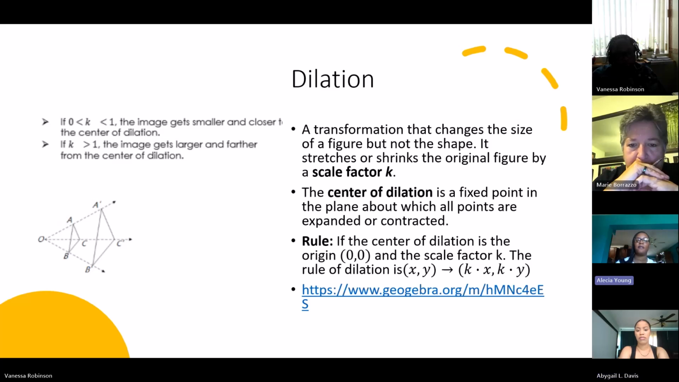Now, if the scale factor is a number between 0 and 1, then the dilation would be a reduction. If the scale factor is between 0 and 1, the image gets smaller and closer to the center of dilation. That means it's a reduction. If the scale factor is greater than 1, then the image gets larger and further away from the center of dilation.